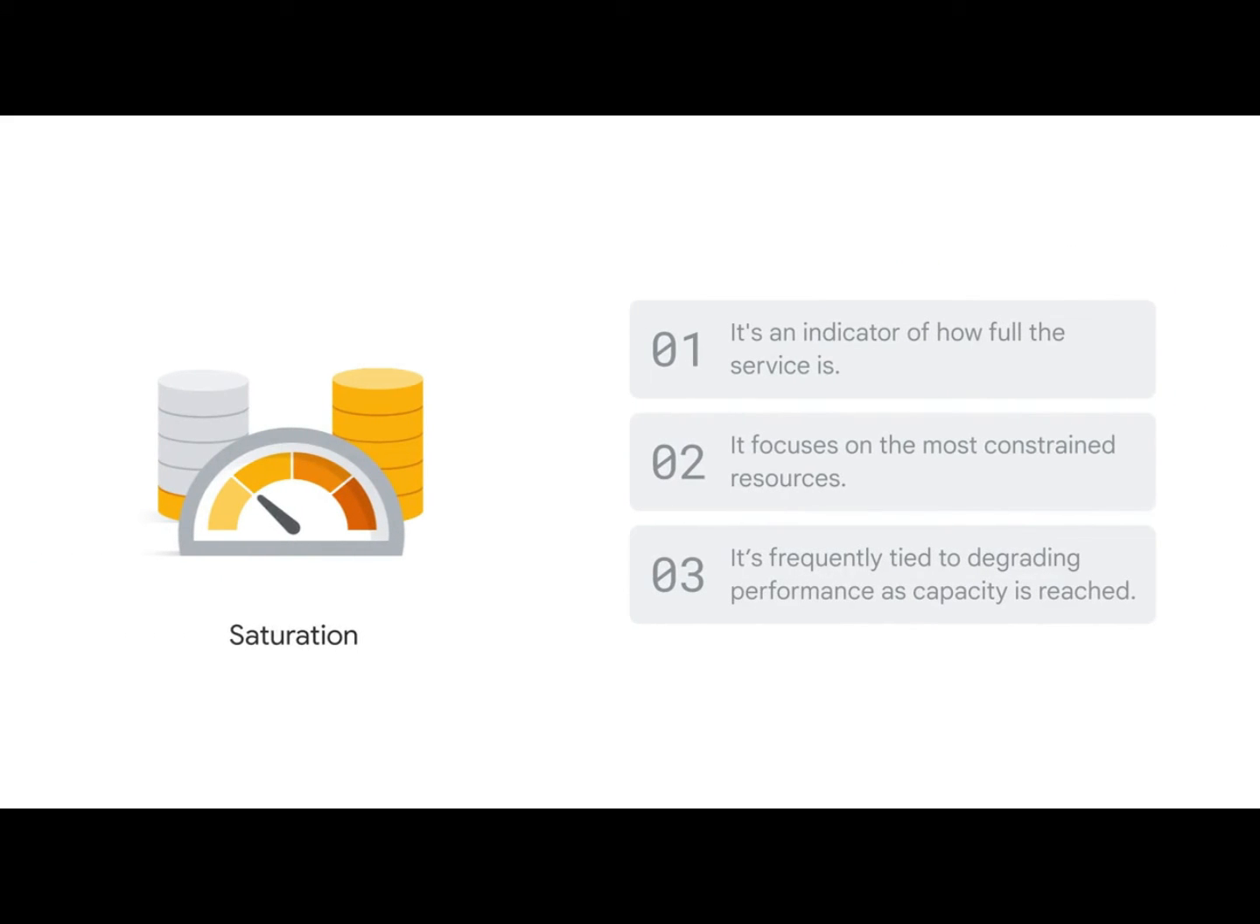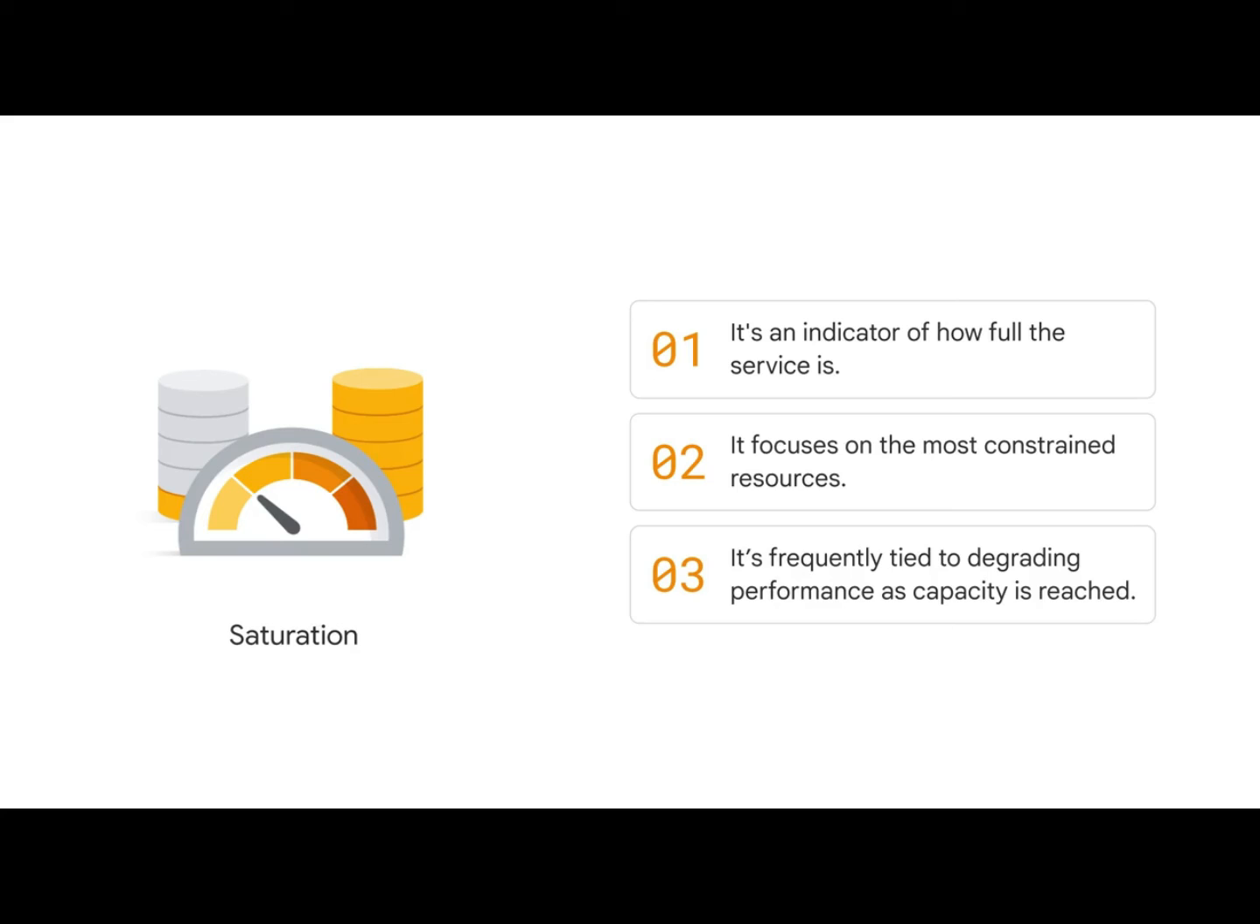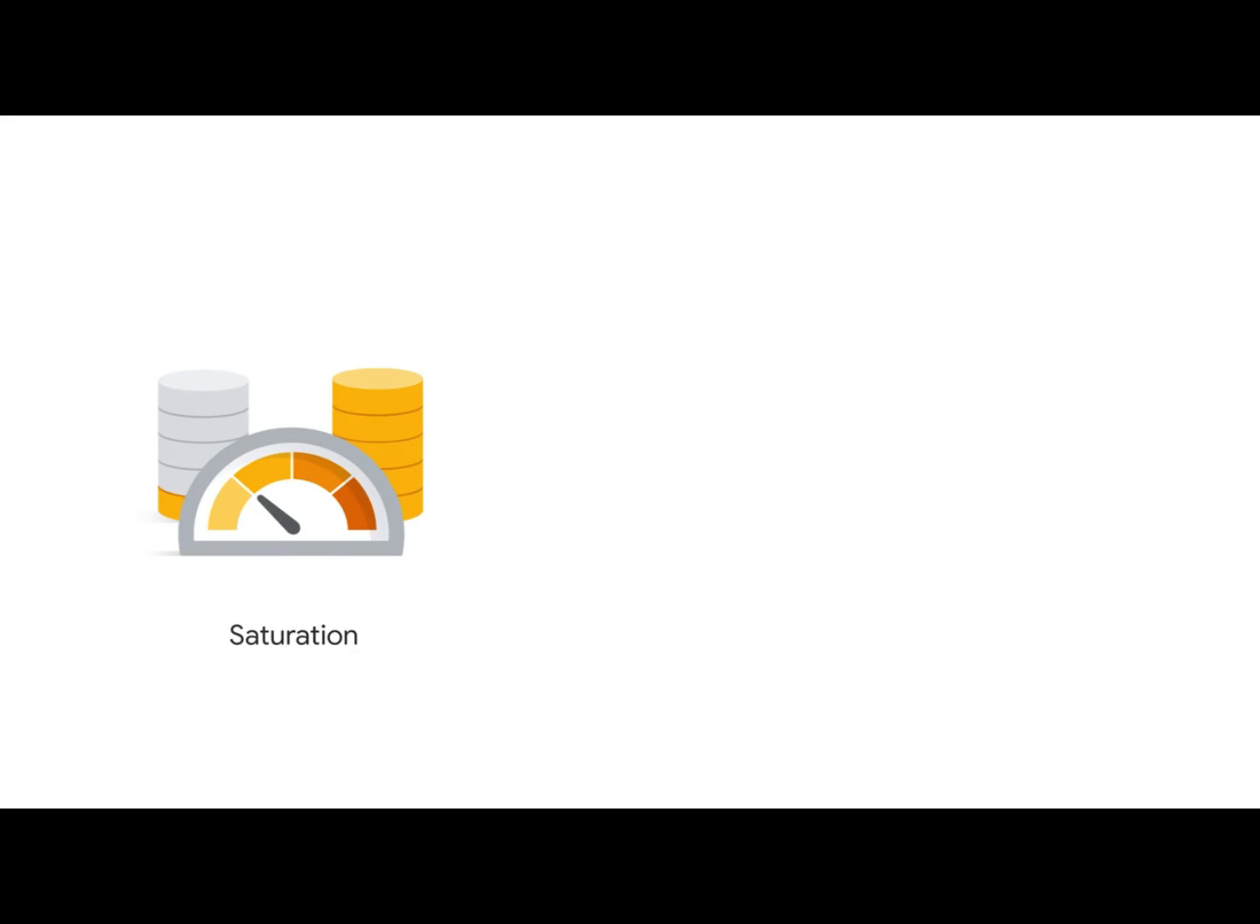The third signal is saturation, which measures how close to capacity a system is. It's important to note, though, that capacity is often a subjective measure that depends on the underlying service or application. Saturation is important because it's an indicator of how full the service is. It focuses on the most constrained resources, and it's frequently tied to degrading performance as capacity is reached.